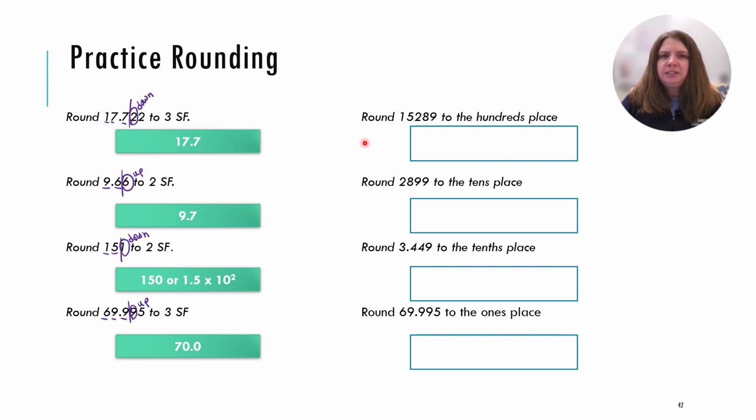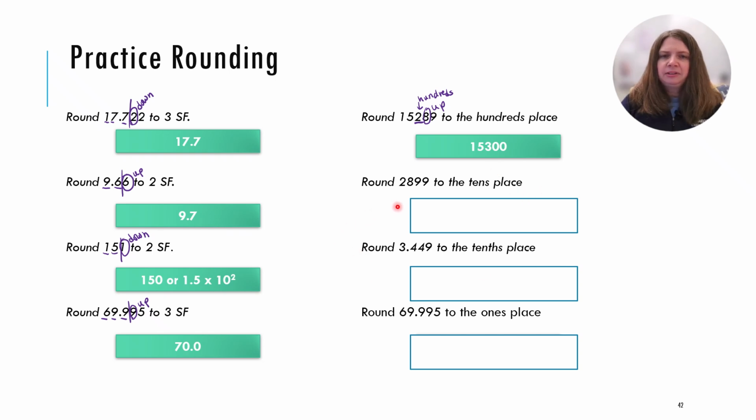Next, round 15,289 to the hundreds place. The hundreds place is the 2. The next digit is an 8, so we round up. The result is 15,300. This can also be written in scientific notation as 1.53 times 10 to the 4. Notice that we do not include a decimal point in the standard form because we do not want the trailing zeros to be counted as significant.